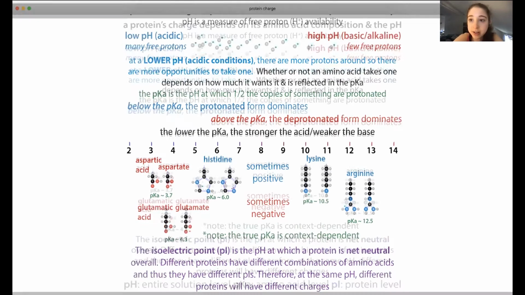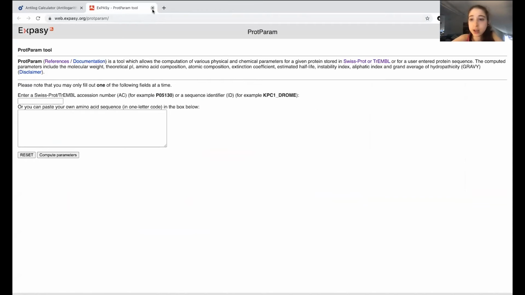So I want to show you an example. There's this tool called Param, and I've talked about it more in other posts. Basically, it allows you to calculate a bunch of factors for a protein or even for a sequence. So if you make changes to a protein, like site-directed mutagenesis, you can figure out just from the sequence how your changes affected things like the isoelectric point.